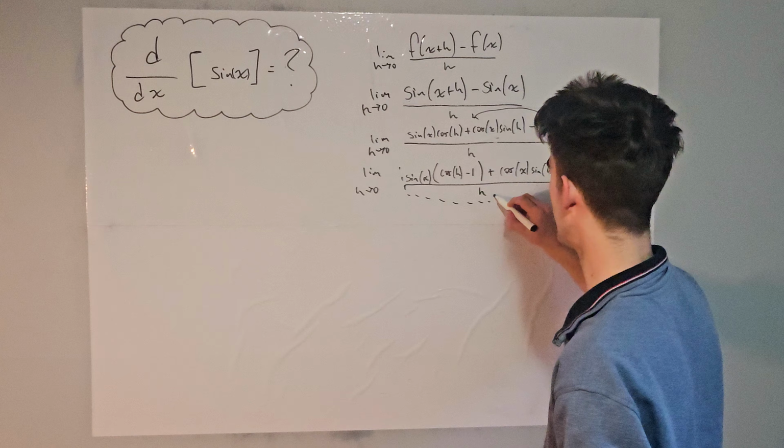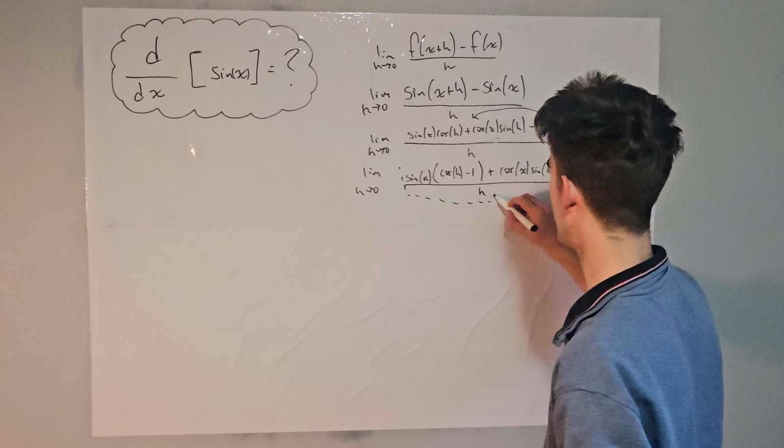Cos x sine h. And you should be able to double check when we distribute this sine x, we're going to get the sine x cos h from here. When we distribute it here, we're going to get the minus sine x that was over here. So I just combined that into one step.